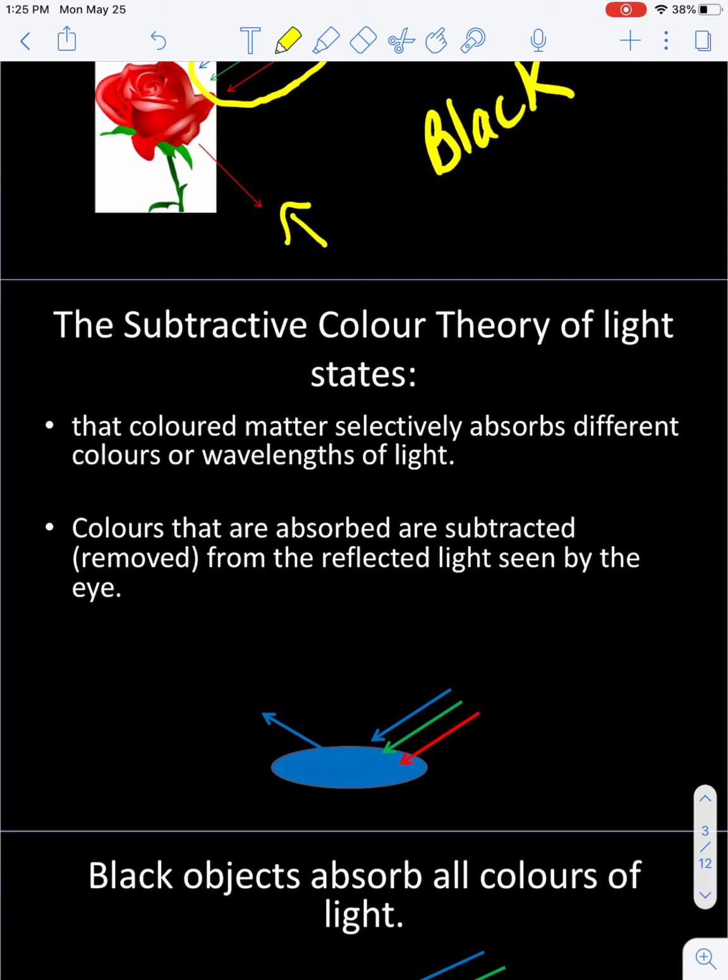Okay, so again, this example is showing white light made up of red, green, and blue hitting a blue object. These two colors are absorbed by the blue object, or in essence subtracted, and only the blue light is reflected off. And we go, oh, that is a blue shirt, or that is a blue sky. That's the way it works.